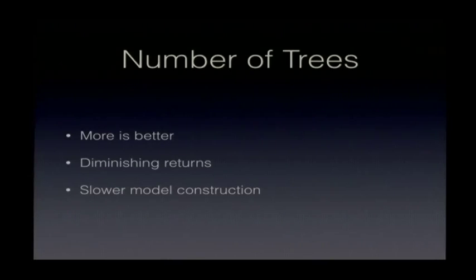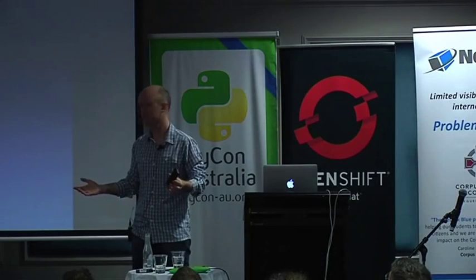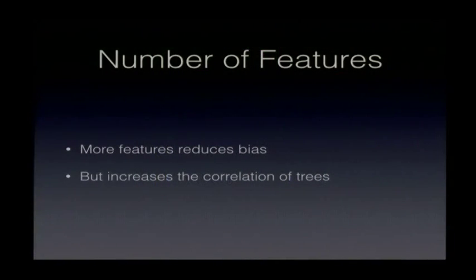The number of trees, right. So more trees is better, okay? But you suffer from diminishing returns. So once you get above a critical number of trees, the extra predictive power of the model doesn't improve very much more, okay? And typically you're looking at a few hundred to a few thousand trees, sometimes tens of thousands, depending on the size of the data set that you're looking at. Of course, the more trees, the slower it is to construct the model, okay? So you want to strike a balance between the number of trees and how long it takes to construct the model.